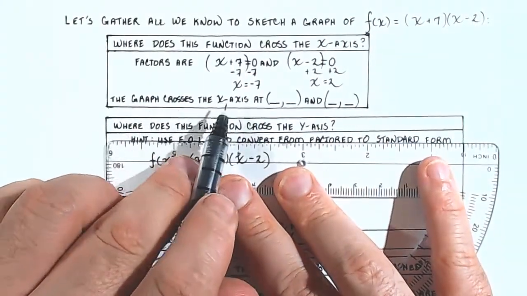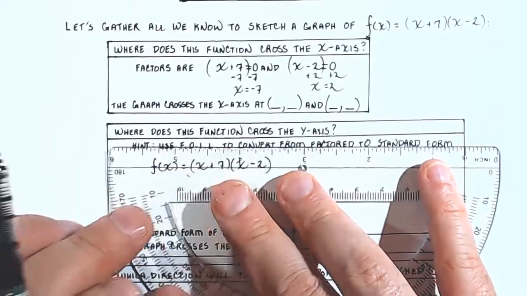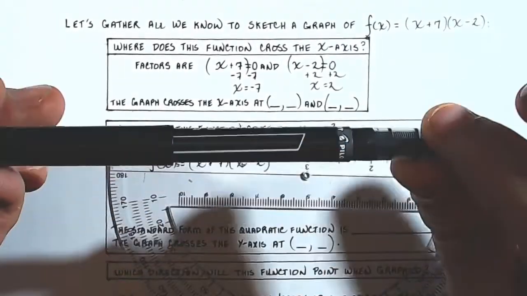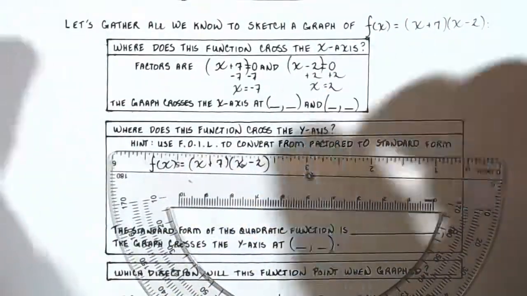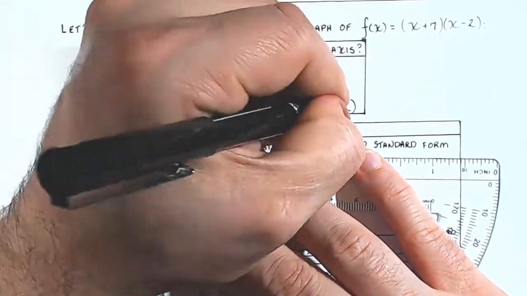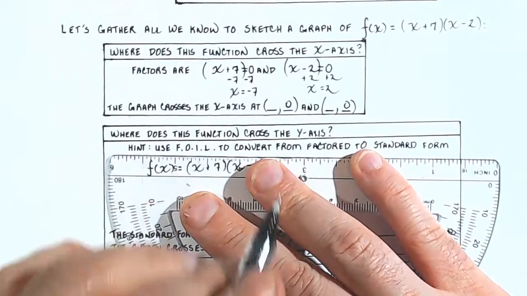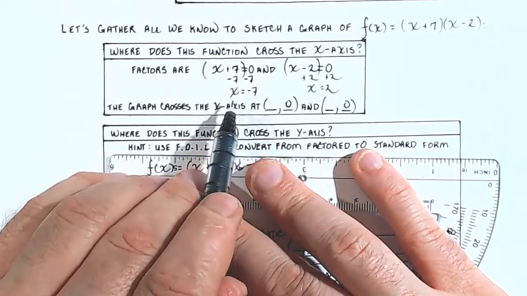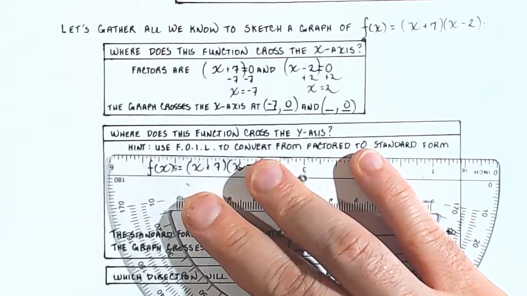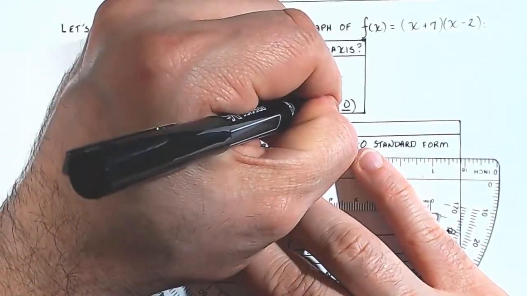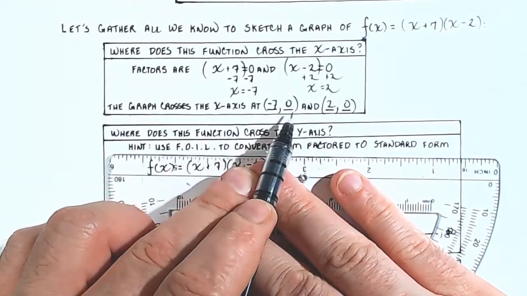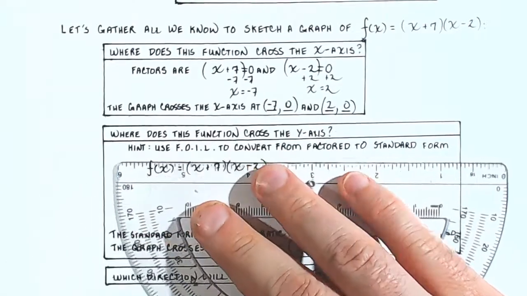That means that the graph crosses the x-axis at, and now I'm asked for coordinates. Well, anywhere on the x-axis, the y-coordinate would be 0. So I know that the y value for both of these coordinate pairs is going to be 0. The x value is just whatever this is. So x equals -7 goes here, -7. And here the x value is 2. So the graph crosses the x-axis at -7, 0, and 2, 0.